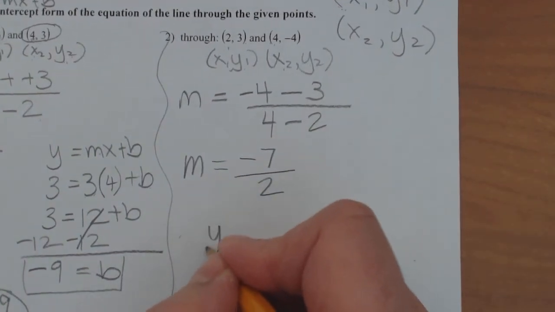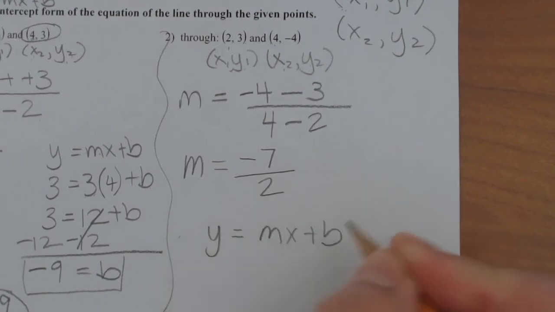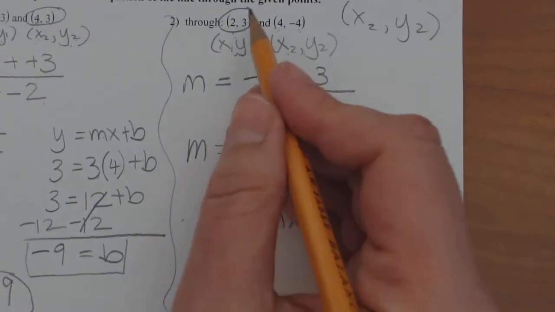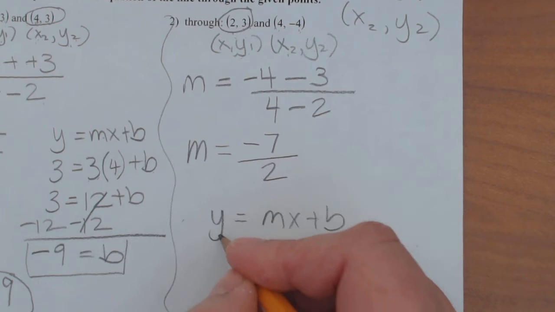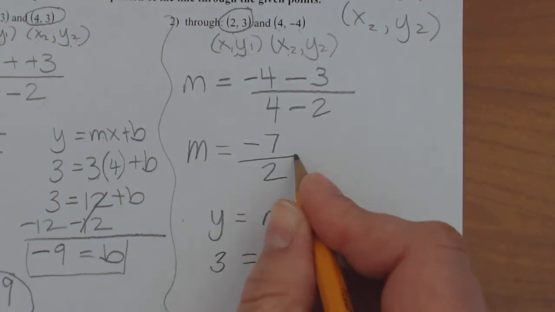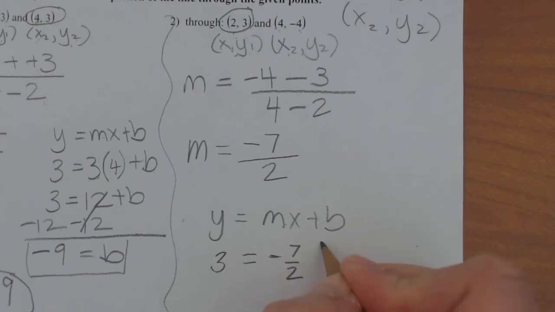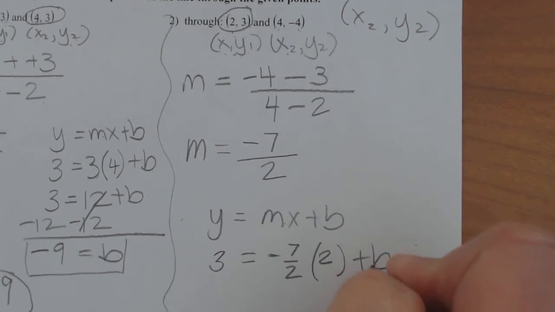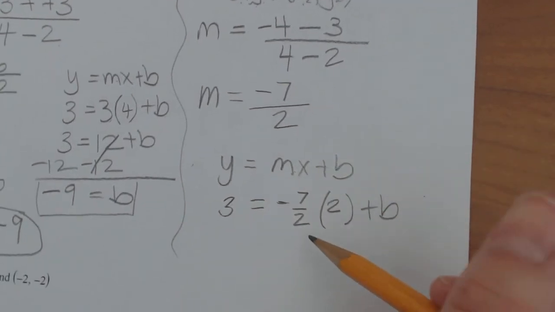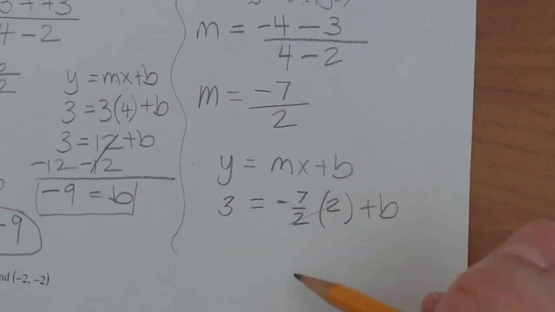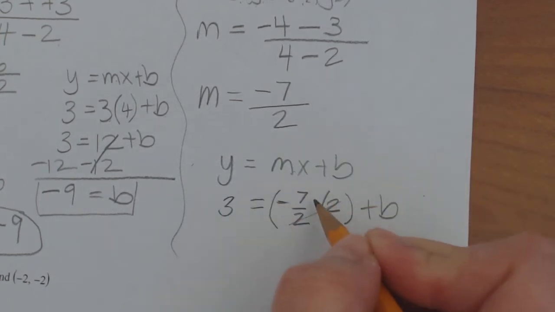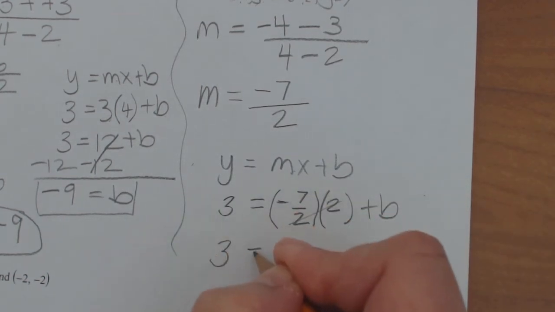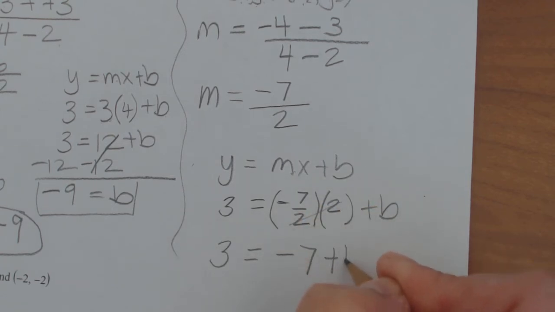Let's find our b. So y equals mx plus b. I may use either point. This time I'm going to pick the first one because they're both positive. My y is 3, my m value is -7 over 2, multiplied by my x, which is 2, plus b. Again, when we're substituting a point and a slope, these are going to cancel out, or you may do this on the calculator. Please remember, if you do it on the calculator, to put parentheses around your fraction. So 3 equals -7 plus b.